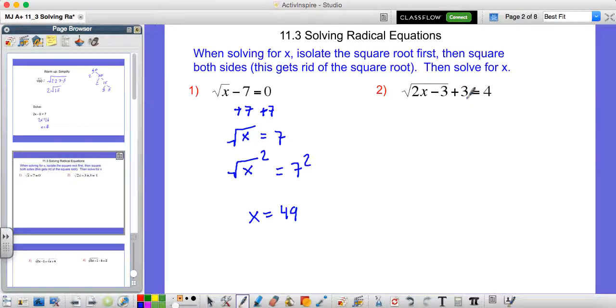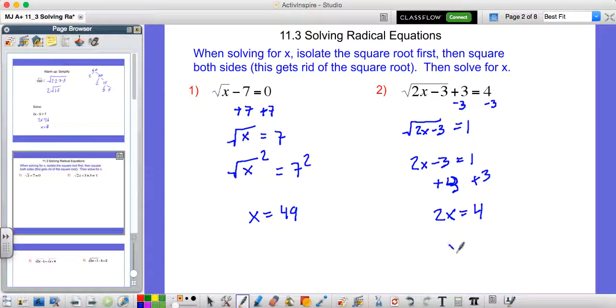Let's look at a little bit more involved example. We're going to isolate this whole square root, subtract 3 from both sides. So we're left with the square root of 2x minus 3 equals positive 1. Squaring both sides, we're going to have 2x minus 3. We just get what's in the radicand is equal to 1 squared, but 1 squared is still just 1. Now we still need to solve for x, so we're going to add 3. So 2x is equal to 4. Divide by 2. X is equal to 2.